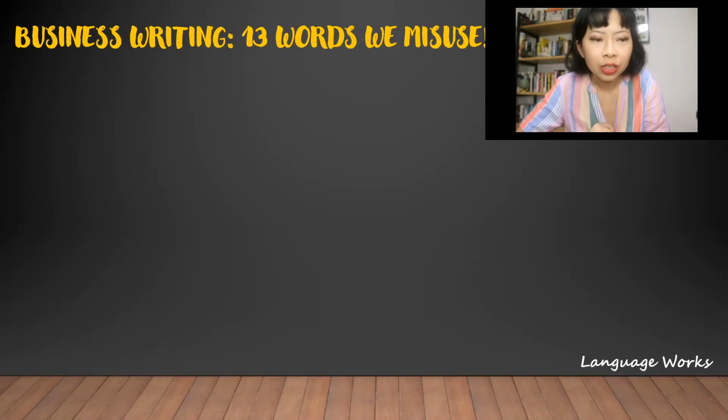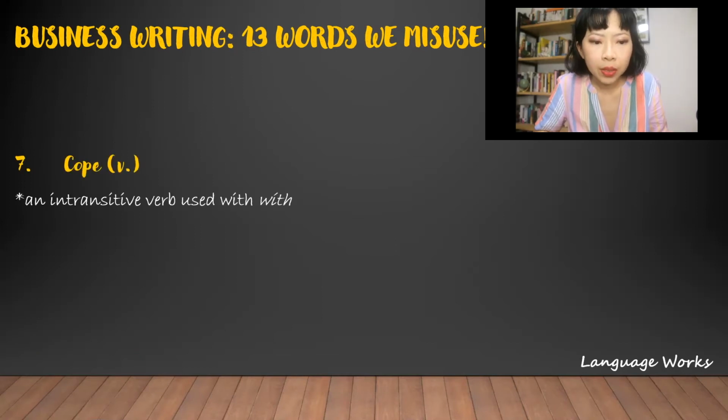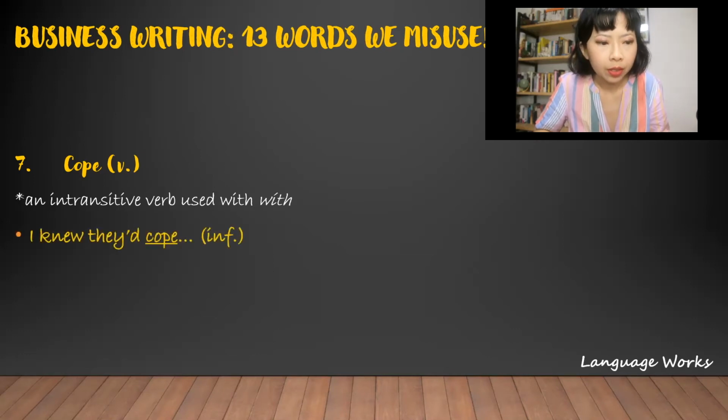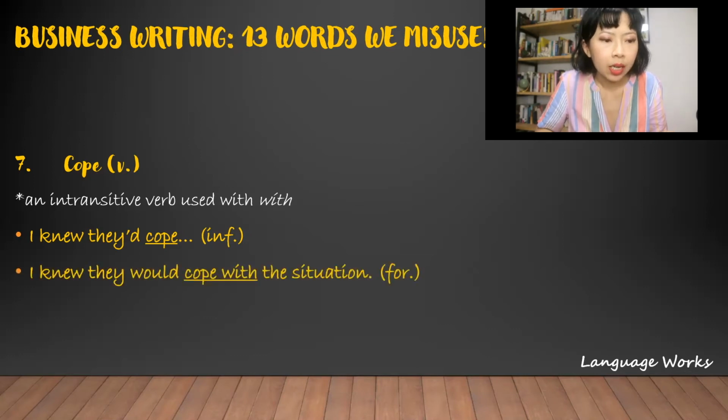Let's go on now to number 7, the verb cope, an intransitive verb used with the preposition with. For informal writing or for speaking, you can of course say, I knew they'd cope, or I knew they would cope. For more formal writing though, especially business writing, it is better to finish the sentence with an object. I knew they would cope with the situation, or I knew they would cope with whatever is happening in the office today.